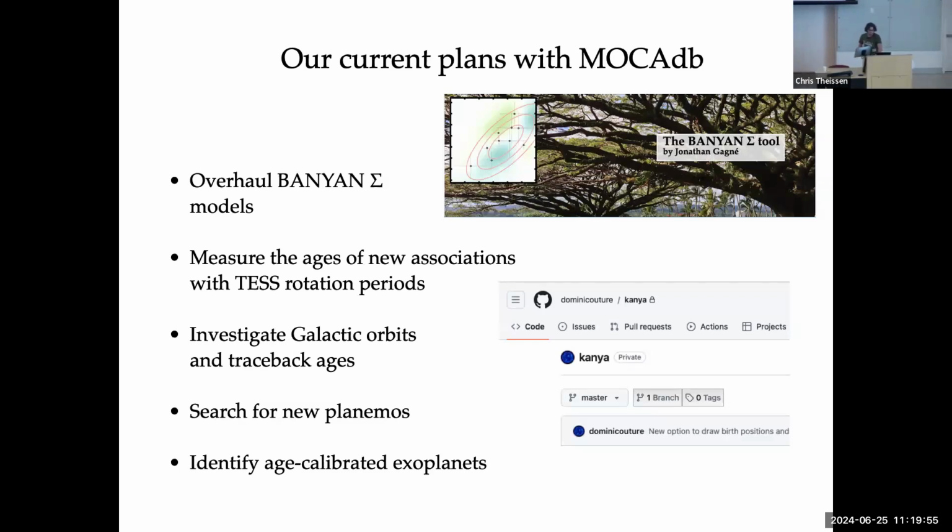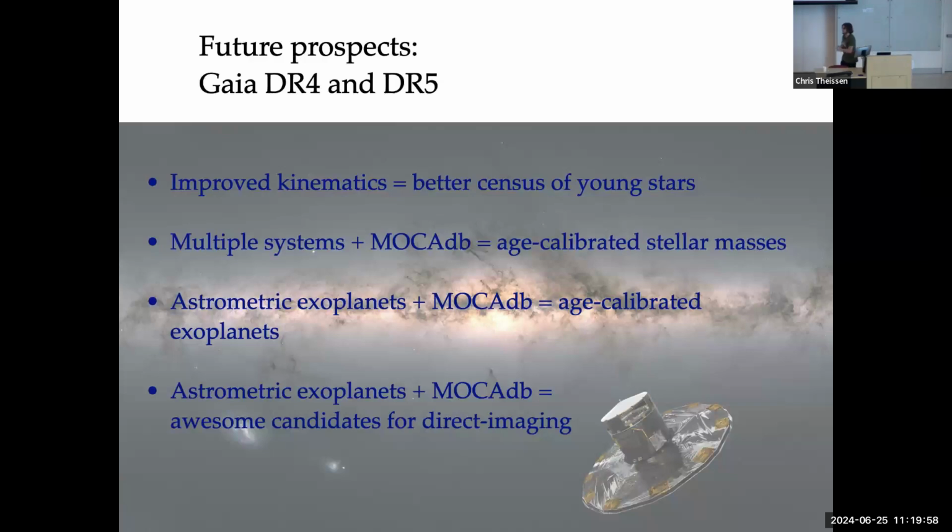So I want to talk a little bit about future prospects now. We can expect soon we will have even more from Gaia. We will have individual astrometry for every star. So we can start doing Kepler fits to stars to measure their masses directly. And then we can combine this with the memberships in order to get mass measurements for stars for which we also know the age. We can also start to detect astrometric exoplanets and then target the young ones, which will be really good targets for direct imaging.